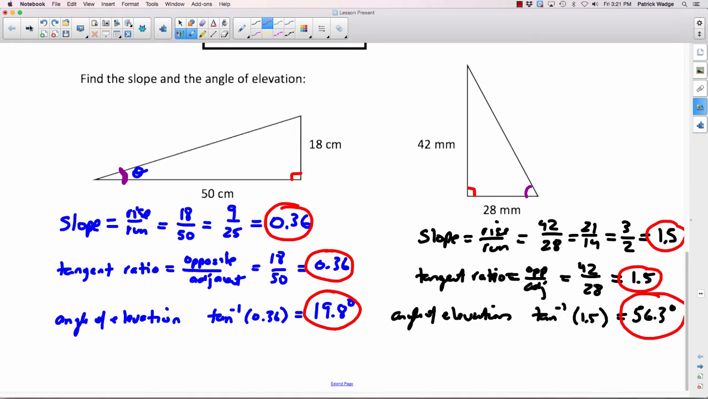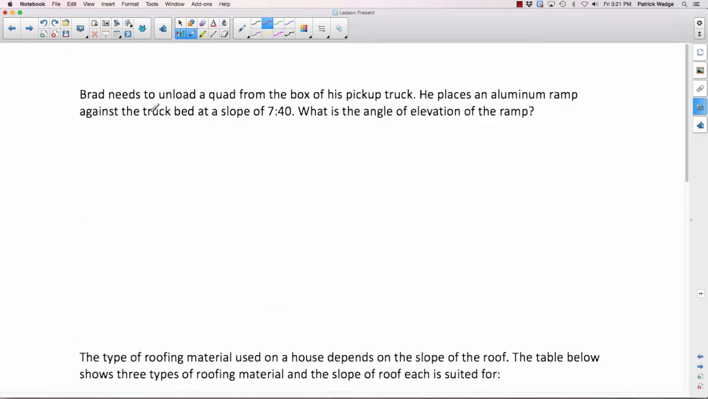All right, a couple more questions. Brad needs to unload a quad from the box of his pickup truck. Yeah, Brad. He places an aluminum ramp against the truck bed at a slope of 7 to 40. Now that's strange. We don't usually give slope in this way, but you can. Remember, slope's a ratio. So this is just the same as saying slope is 7 over 40, right? What's the angle of elevation to the ramp?